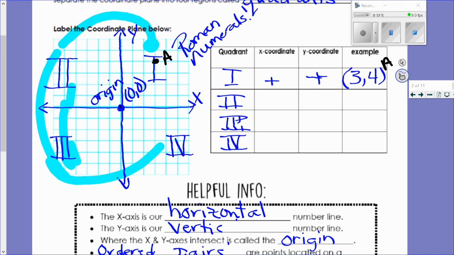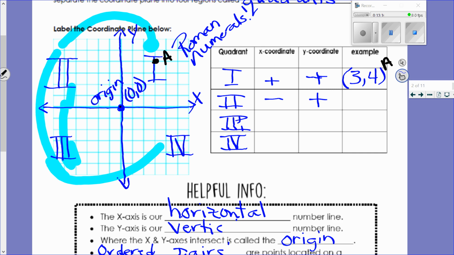That's honestly it. It's negative because I'm going left of origin. Quadrant 2, every point in quadrant 2 is to the left of origin. That means that my X is negative. What about my Y? You're still going up. Because I'm going up. So that one will be positive.